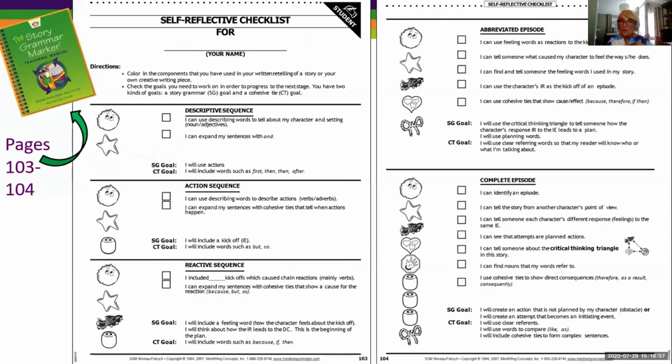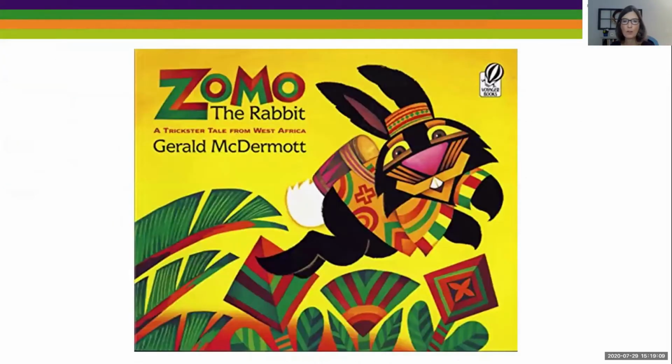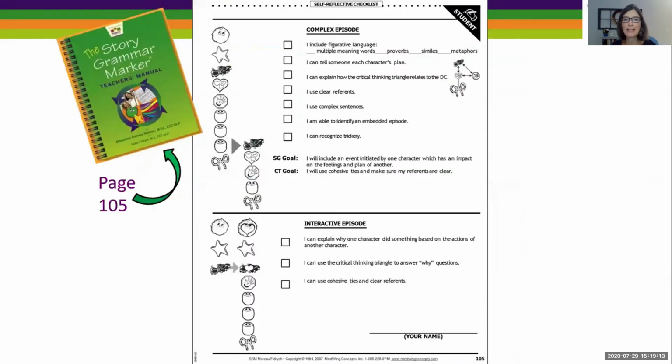So if you wanted to start, you could just go back into your Story Grammar Marker Manual, start with these I can statements, and then lead into more advanced ones. Because they don't know where they're at. They're constantly being told where they're at by us, but they need to see where they're at and see their progress so that their learning is visual to them.